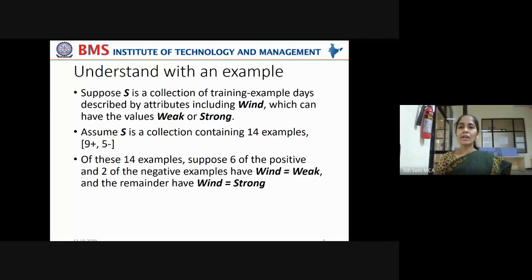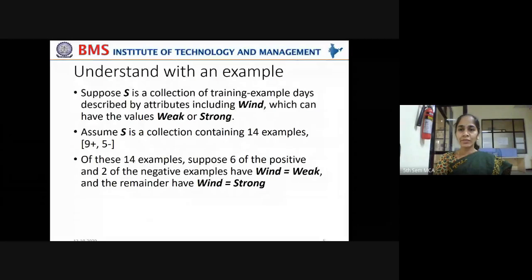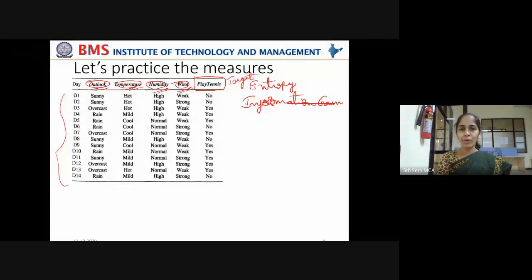Now there are total 14 training examples described by attributes including wind, outlook, humidity, all those. Let us take the wind attribute, which can have the values weak and strong. Let's go back to the training example. See, under the wind column, what are the possible values? Weak and strong. These are the two values.